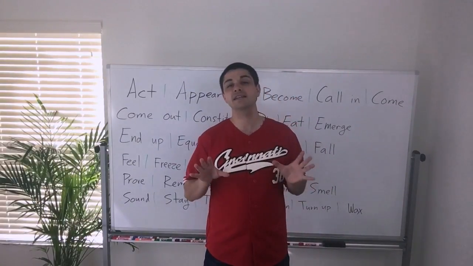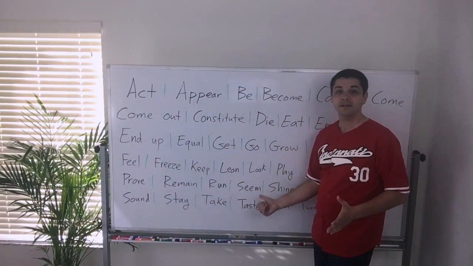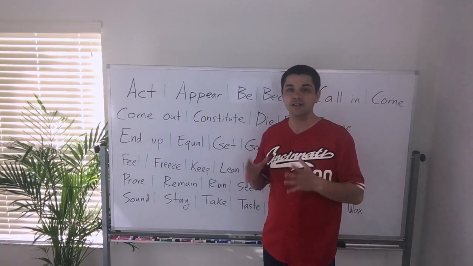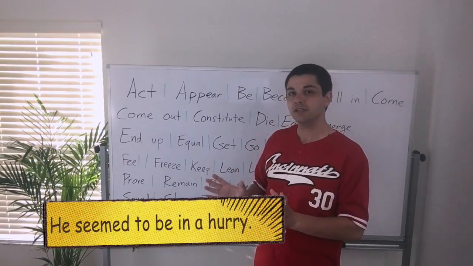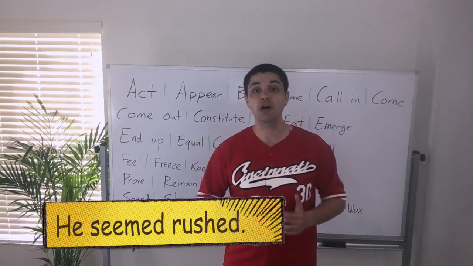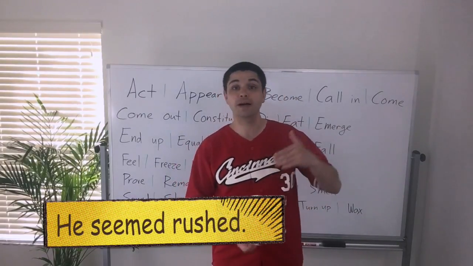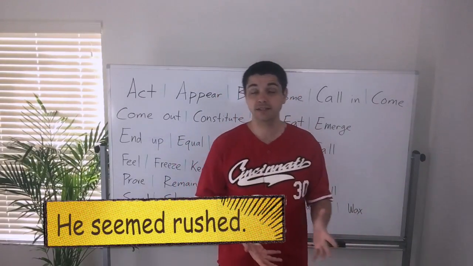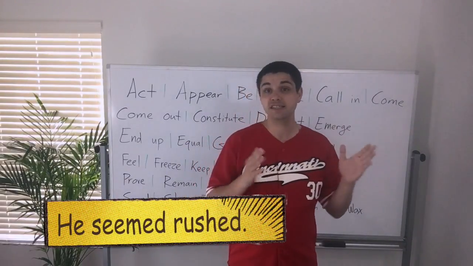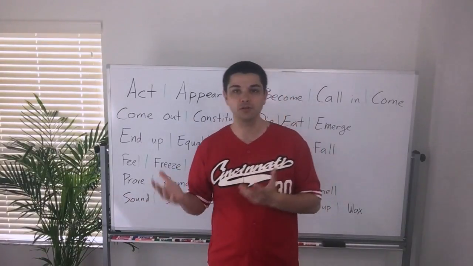Okay, another one that is about appearances is the verb to seem. So this is like the verb to be, but how it appears to us, right? So he seemed to be in a hurry. And we could say he seemed rushed, right? If we want to use an adjective to provide more information about the subject. So if we have this example, he seemed rushed, then we can say that because it's a copular verb.